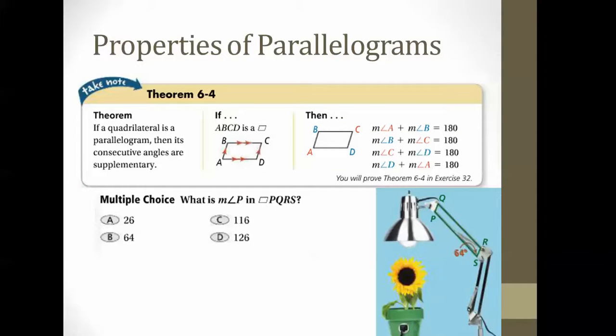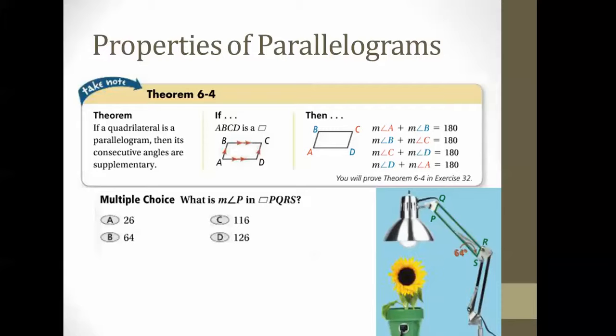Our next property here says that if a quadrilateral is a parallelogram, then its consecutive angles are supplementary. So angles that are next to each other are going to be supplementary. We have a multiple choice question. What is the measure of angle P in parallelogram PQRS?